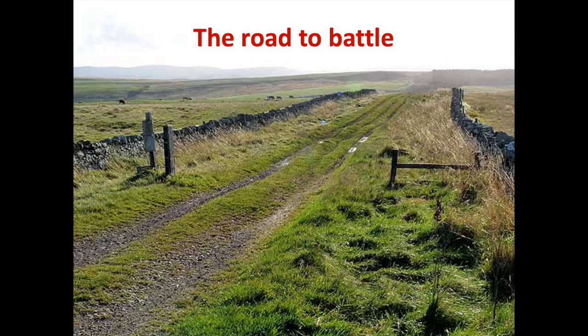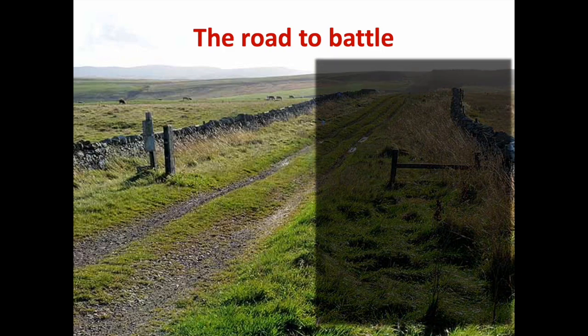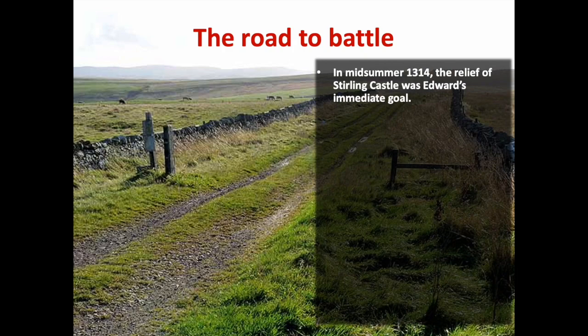Now, as part of Robert the Bruce's campaign to conquer Scotland and remove English garrisons, in March of 1314, his younger brother Edward Bruce had laid siege to Stirling Castle. Now, this gave Edward II a focus for his invasion path. In midsummer 1314, when he would arrive 3 months later, the relief of Stirling Castle was to be his immediate goal.